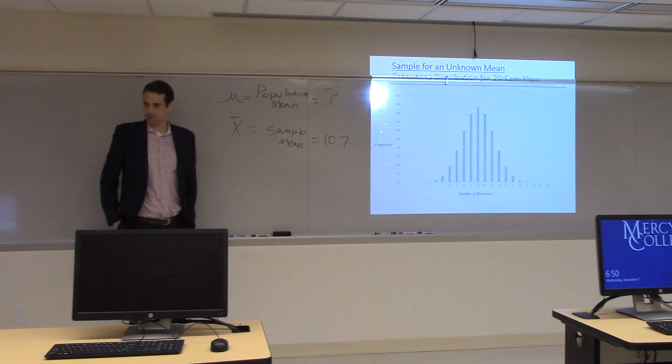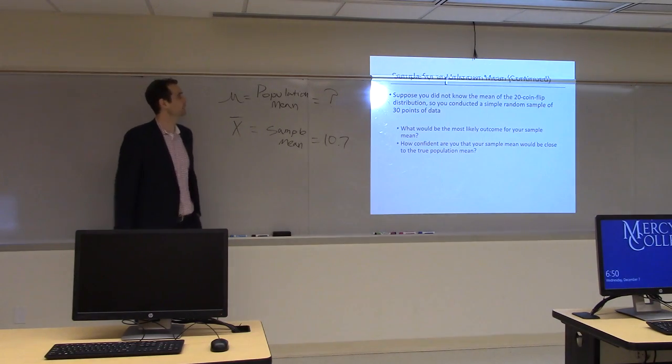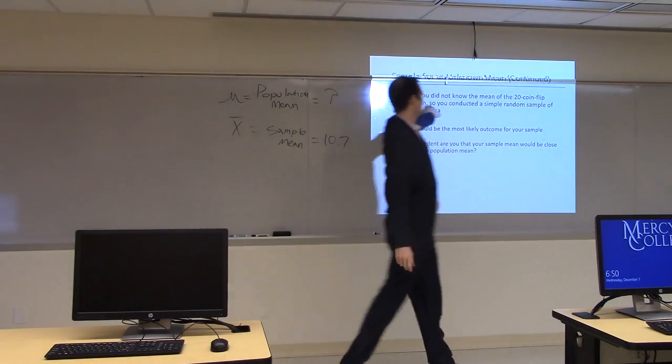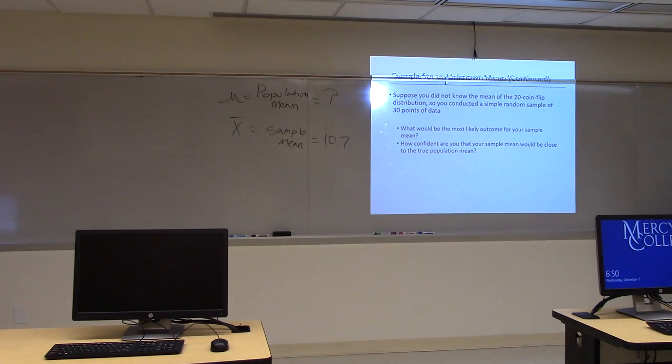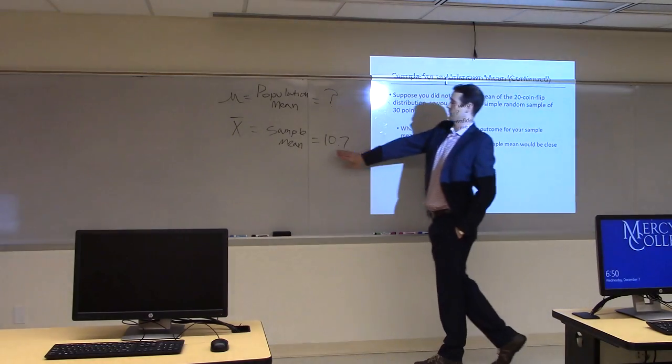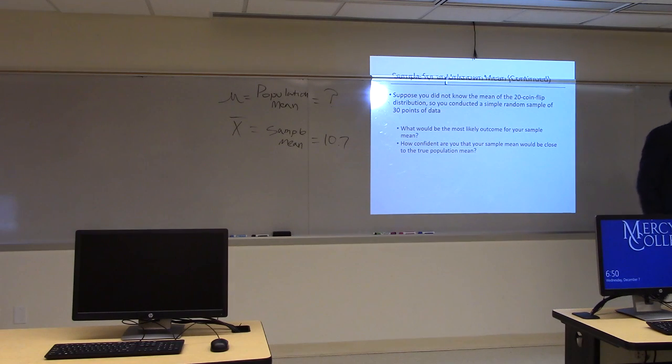All right. I had a couple of experiments I wanted to go through on the next slide. Suppose we do not know the mean of the 20 coin flips distribution, so you conduct a simple random sample of 30 points of data. All right, what would be the most likely outcome for your sample mean? Now, our sample mean was 10.7. Question for you all, what would be the most likely outcome for your sample mean?